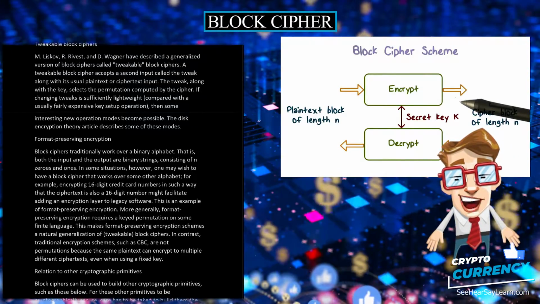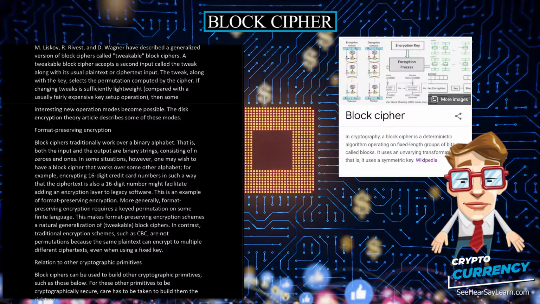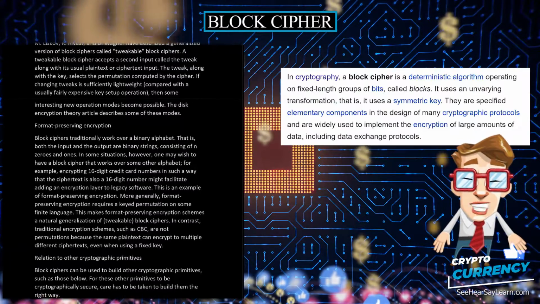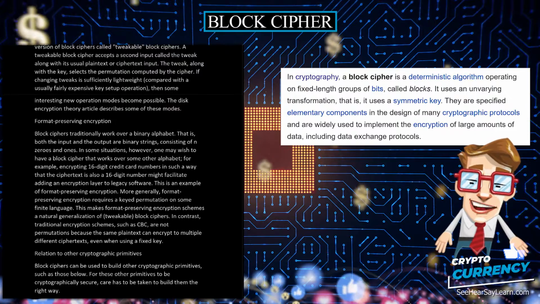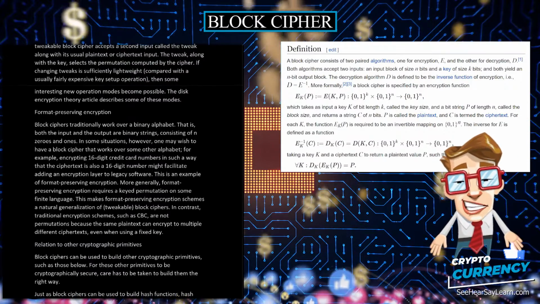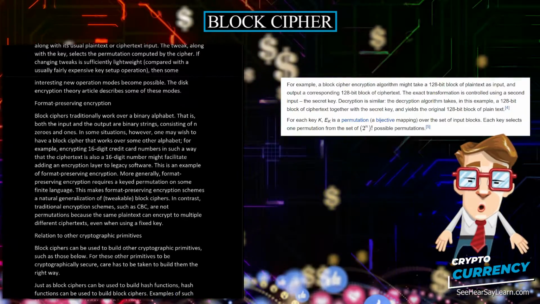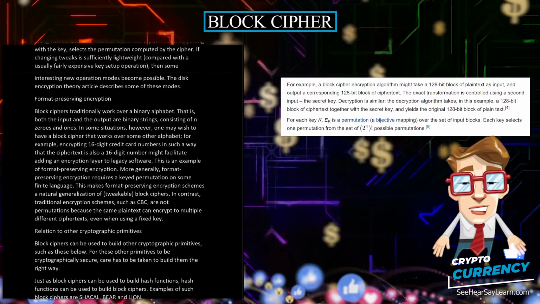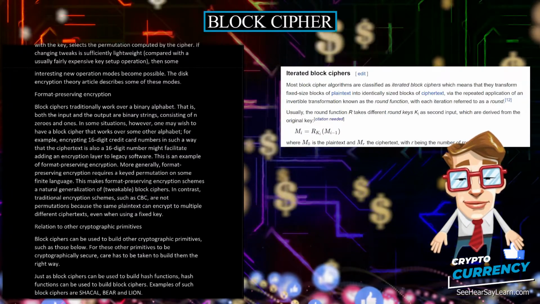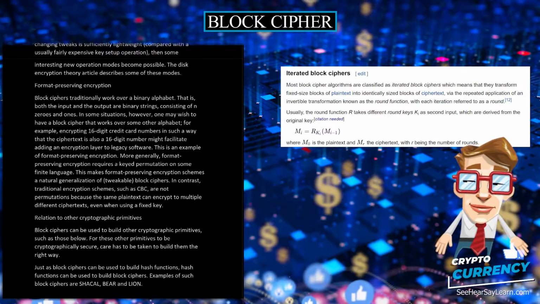Relation to other cryptographic primitives. Block ciphers can be used to build other cryptographic primitives, such as those below. For these other primitives to be cryptographically secure, care has to be taken to build them the right way. Just as block ciphers can be used to build hash functions, hash functions can be used to build block ciphers. Examples of such block ciphers are SHACAL, BEAR and LION.